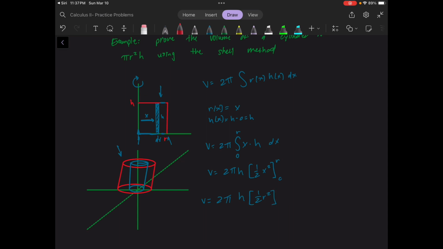Well, let's see. The 2 and the 1/2 cancel, and we are left with pi r squared h, just like we know the formula to be. So we proved the volume of a cylinder already using the disk method a couple videos ago, and now we have proved it using the shell method.